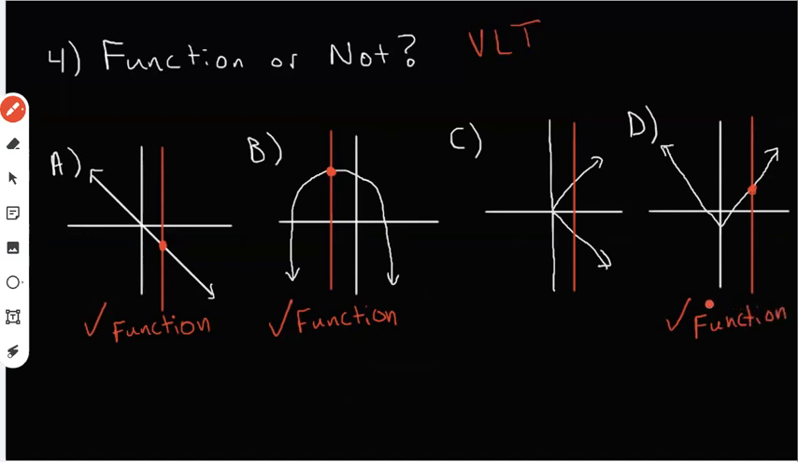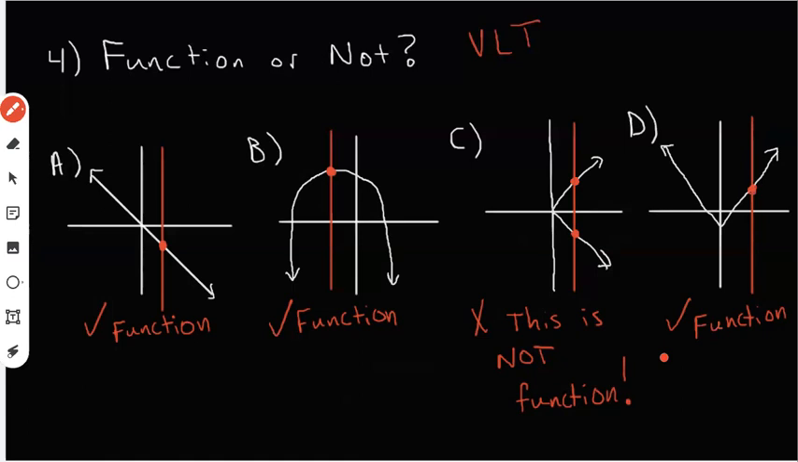But look at answer choice C. Any vertical line will go through twice, right? Once up here, and once down here. That fails the vertical line test. So we say this is not a function. And the reason why is because the vertical line goes through more than once. So we can't allow that to happen. That means that it fails the vertical line test and it's not a function.